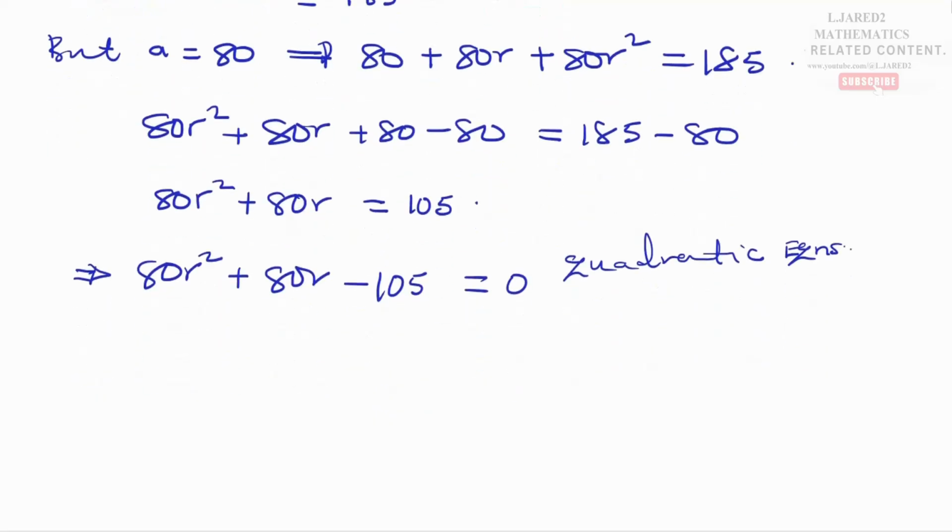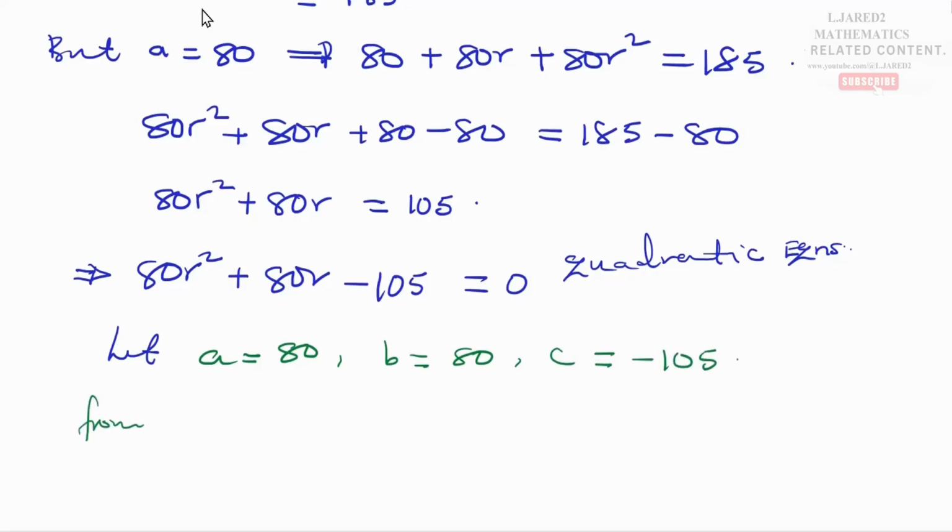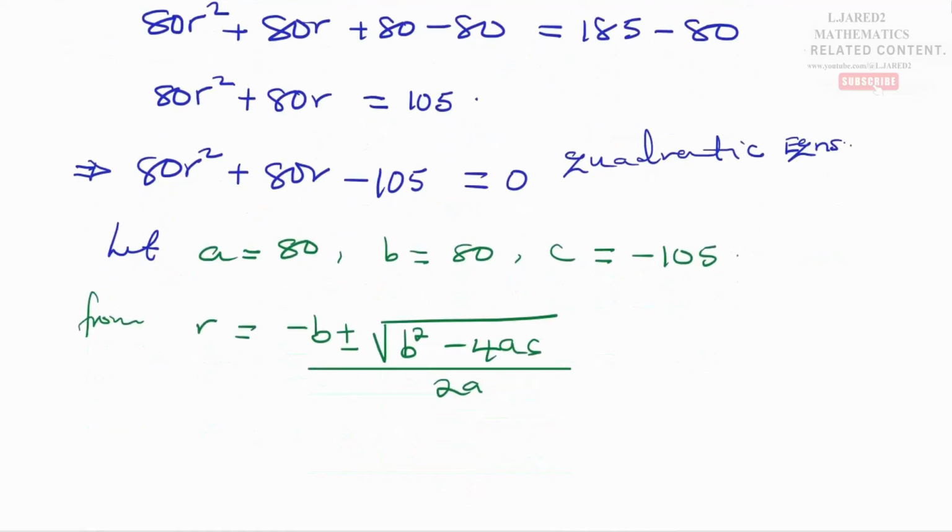Let us use the formula method, whereby we can now let A be, this time round, not the A we know we are talking of. So the A value is now 80, the B value equals 80 still, and then the C value equals negative 105. And then from our formula, R is going to be in the form of negative B plus or minus the square root of B squared minus 4AC, the whole of it divided by 2A. So let us simply substitute.